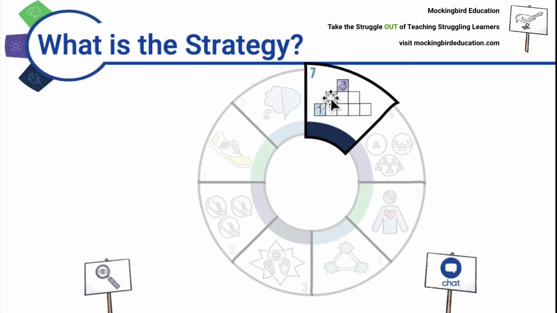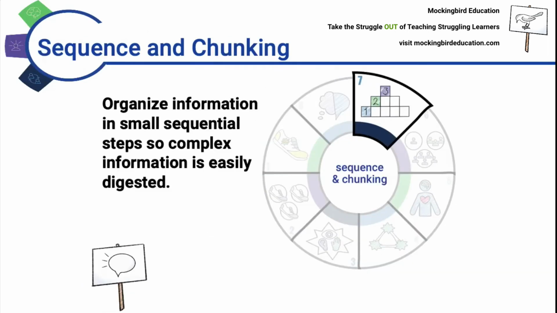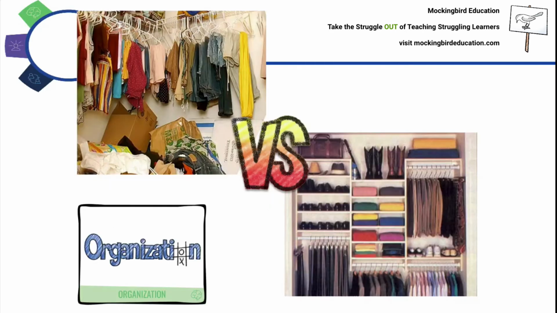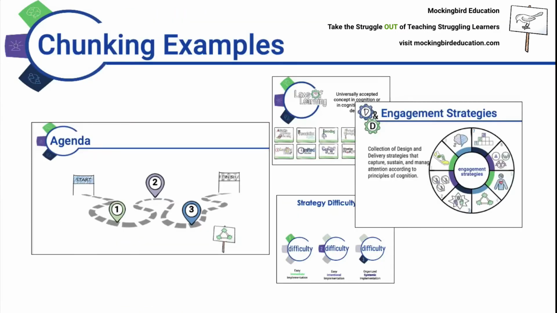Strategy number 7 is sequence and chunking. And what this means is to organize information in small sequential steps so complex information is easily digested. What that does in the brain is something that looks like this as opposed to this. Now there's lots of chunking examples and sequence examples that Mockingbird uses in its work. Here's our example of an agenda. Notice that I break it down into 3. There's 3 sprints today, if you recall that from our presentation earlier.